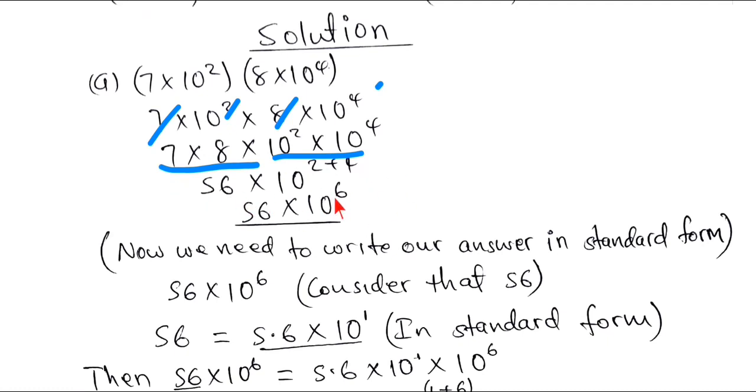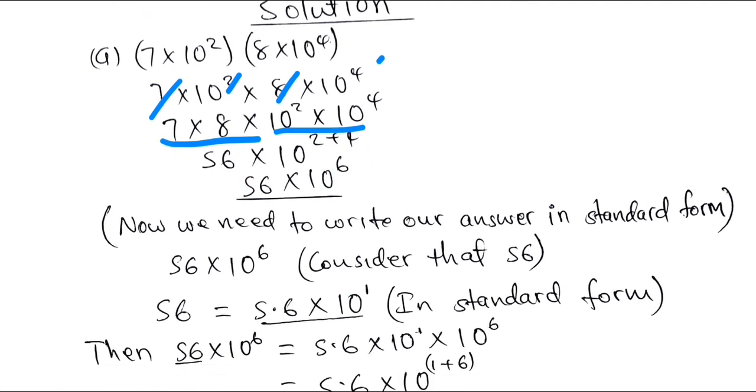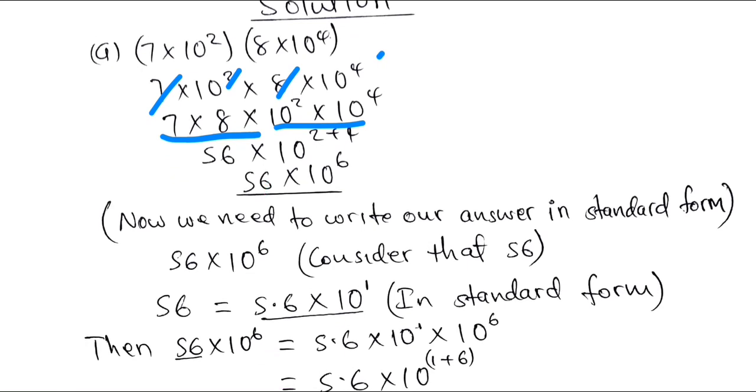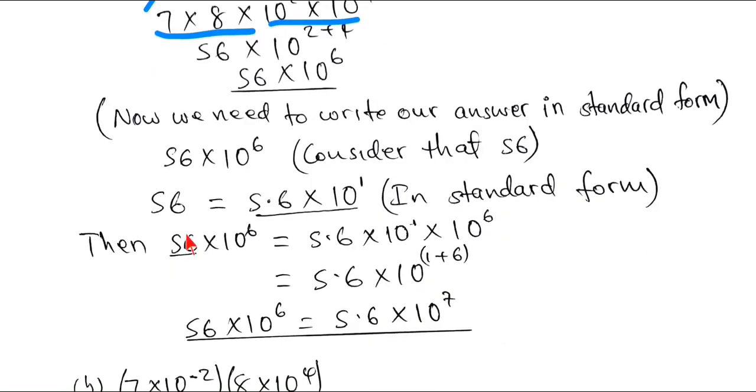How to write this number in standard form? We're supposed to consider this 56. This 56 in standard form will be equal to 5.6 times 10 exponent 1, as you know it. But our question said 56 times 10 exponent 6, so you have to plug in the value of 56 there. When you plug it in, you will find 5.6 times 10 exponent 1, then times 10 exponent 6.